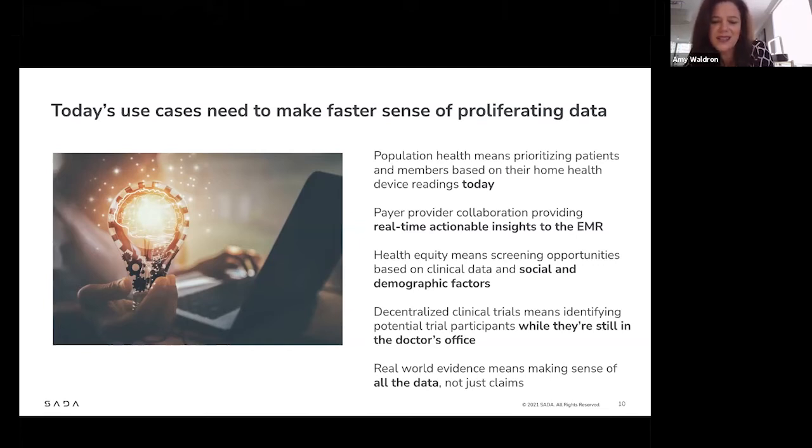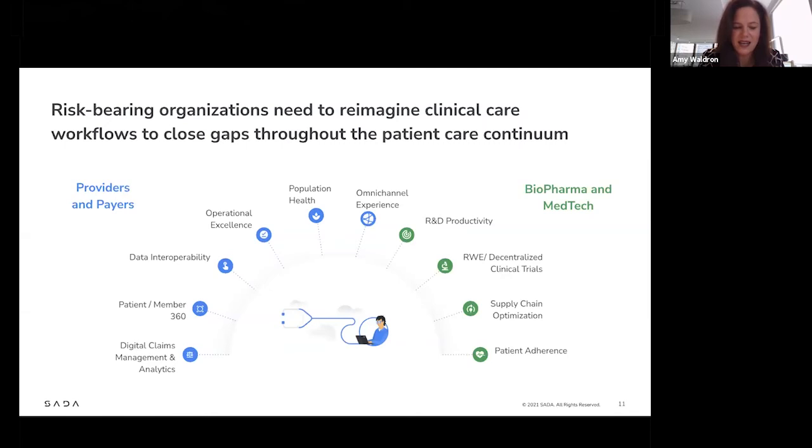And decentralized clinical trials where you actually can identify a patient fits into a trial when they're still in the doctor's office. And lastly, real-world evidence means making sense of all the data, not just claims. So just to kind of map it out in the world of the ecosystem on the next slide, all of this data that's getting created, organizations need to reimagine how they can actually take these clinical workflows and close gaps through the patient care continuum.